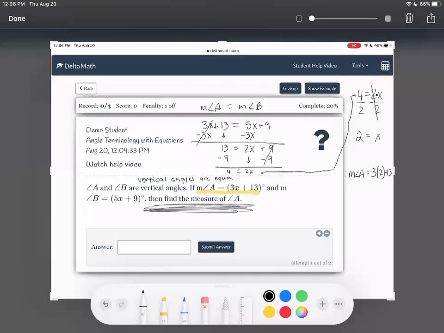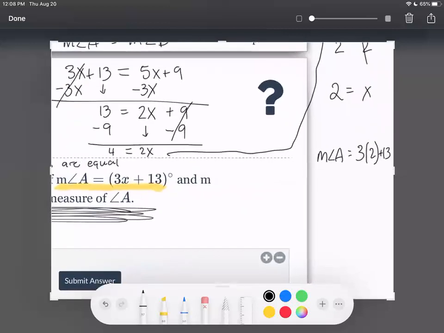I'm running out of space, so let me zoom in. So the measure of angle A is equal to 3x plus 13. So we just plug in the x value over here. So 3 times 2 plus 13. That will give us 3 times 2 is 6 plus 13, which will give us 19. So now we have our final answer. Measure of angle A is equal to 19. So what questions do people have?